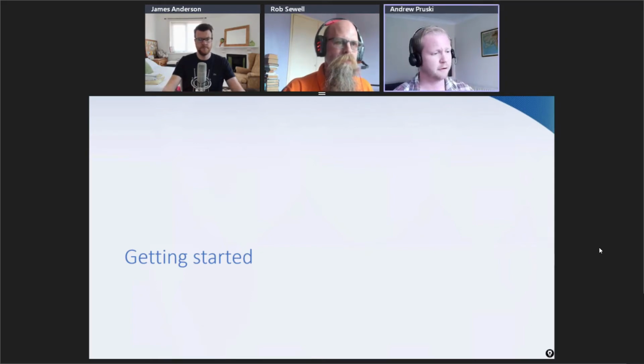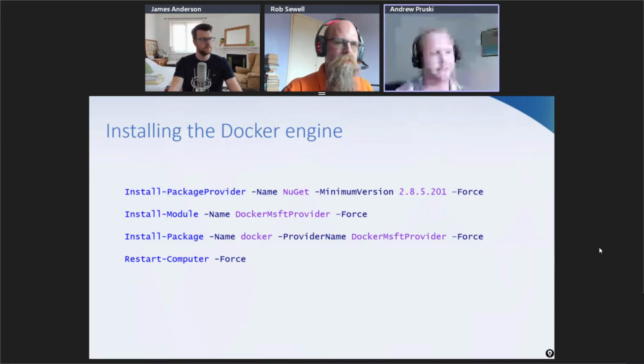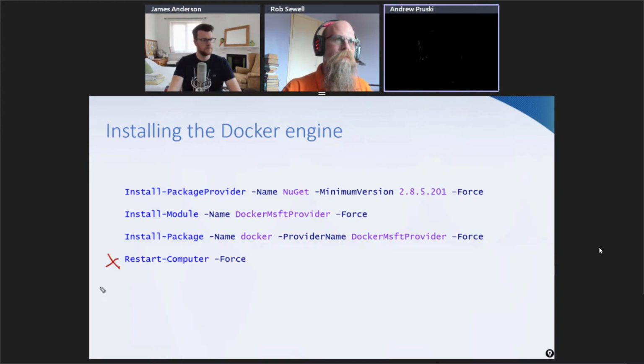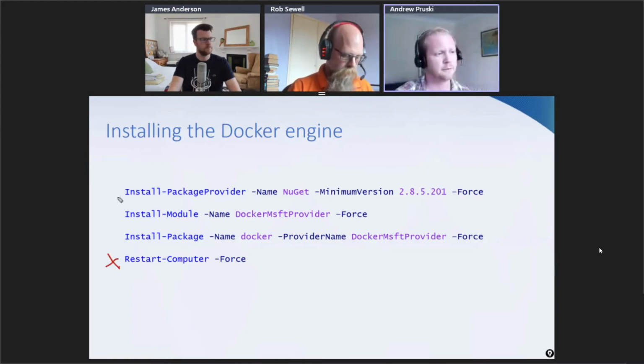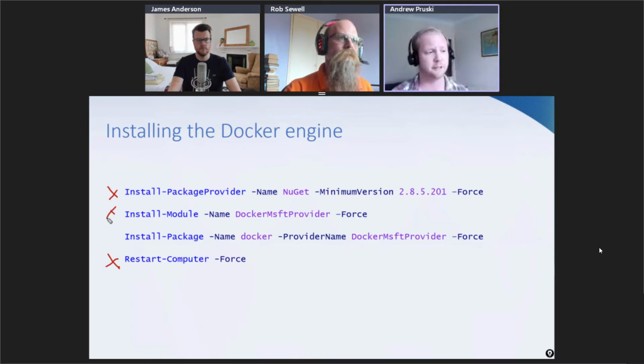So we have 4 PowerShell scripts there, but I'm going to discount this one because it's just restarting the computer. And this one we don't actually need to run at all. I've just dropped it in there for completeness' sake. What we need to start off with is installing this script, which is a simple line to install a PowerShell module called the Docker MSFT provider, a module for discovering, installing, and updating the Docker engine.